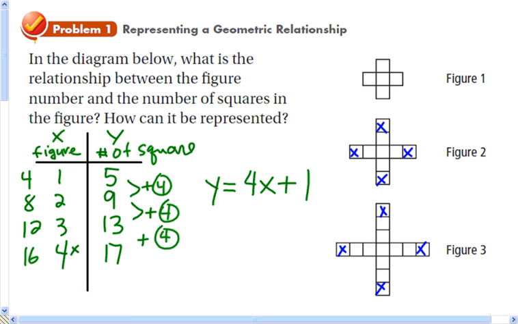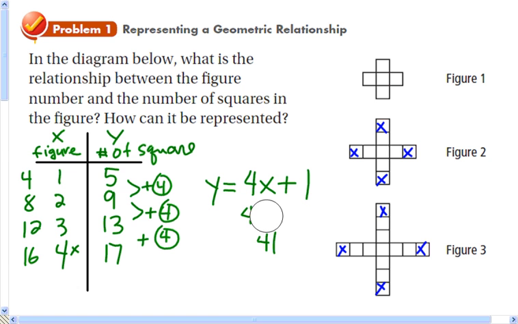So now that we have an equation, and say we wanted to guess maybe how many squares would the 10th figure have, we could just do 4 times 10 plus 1, which is 41. 41 squares in the 10th figure.